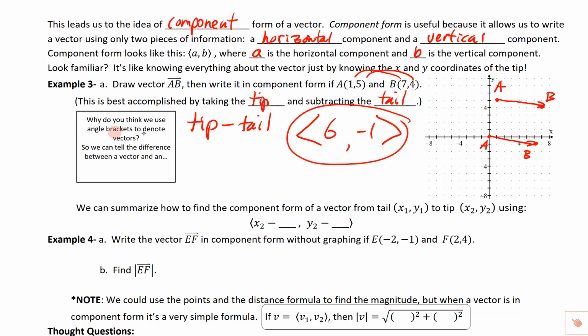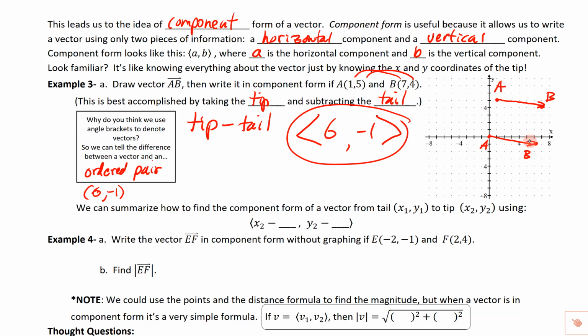Now, it says, why do you think we use angle brackets to denote vectors? Well, the thing is, and this is what I was talking about when it says it looks familiar, this looks a heck of a lot like an ordered pair. In fact, we mentioned that you can tell what the vector looks like. You can tell all the information just by knowing where the tip is because you know the tail's at the origin. So it should look pretty familiar. So we can tell the difference between a vector and an ordered pair, because there's a huge difference between this, (6, -1), and then having that in angle brackets. This just means the point (6, -1). This means the vector that goes from the origin over to (6, -1).